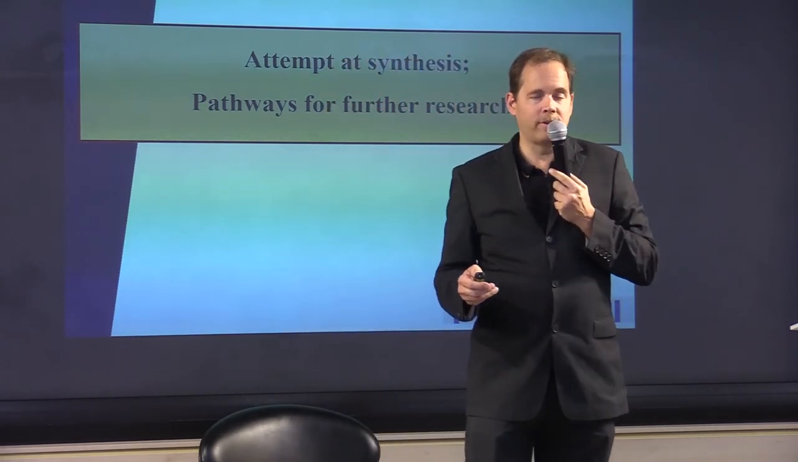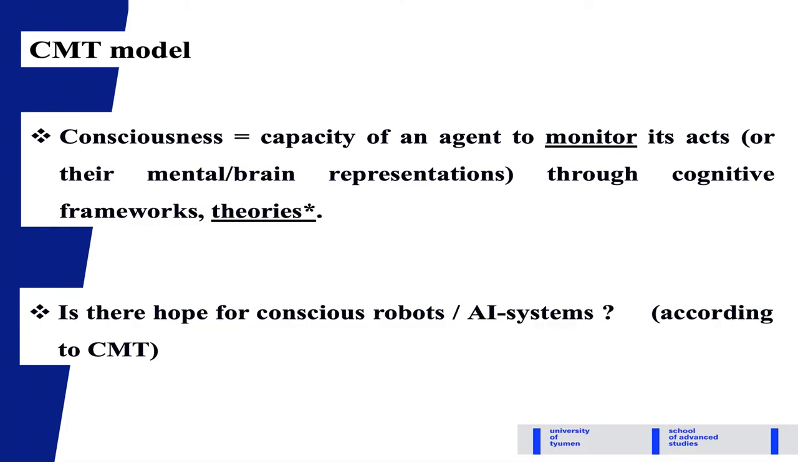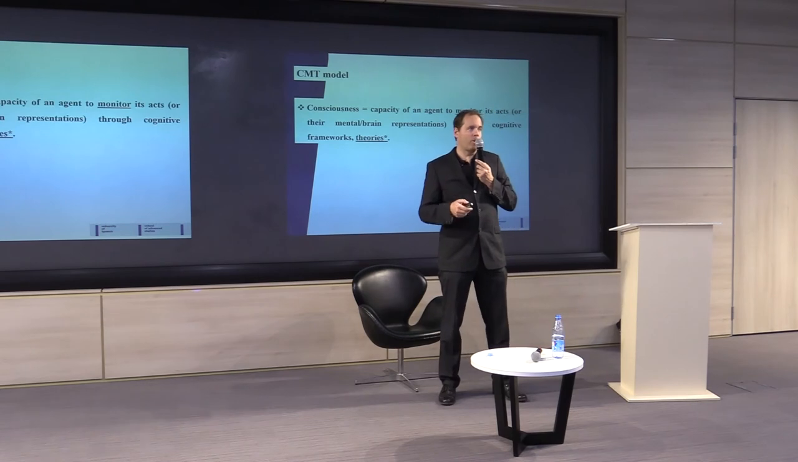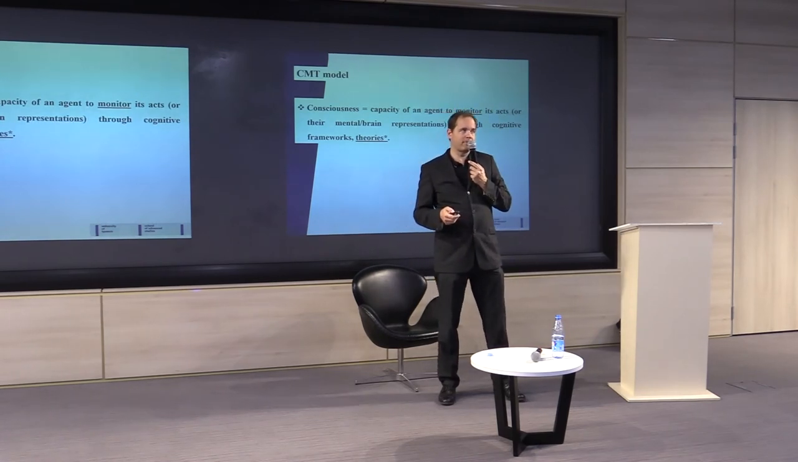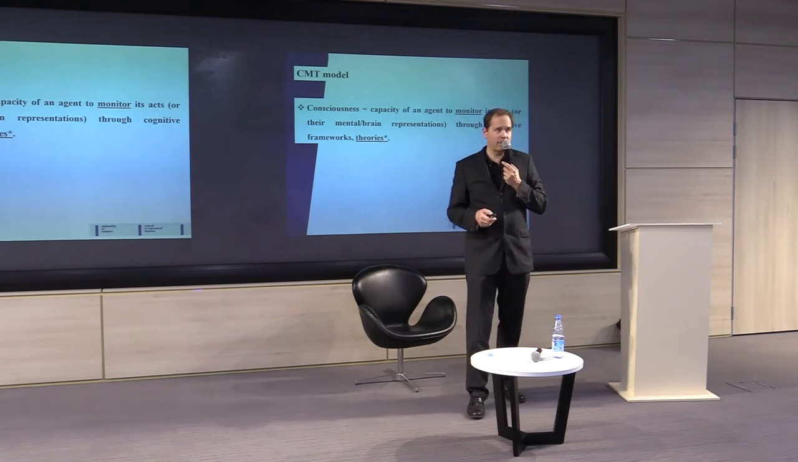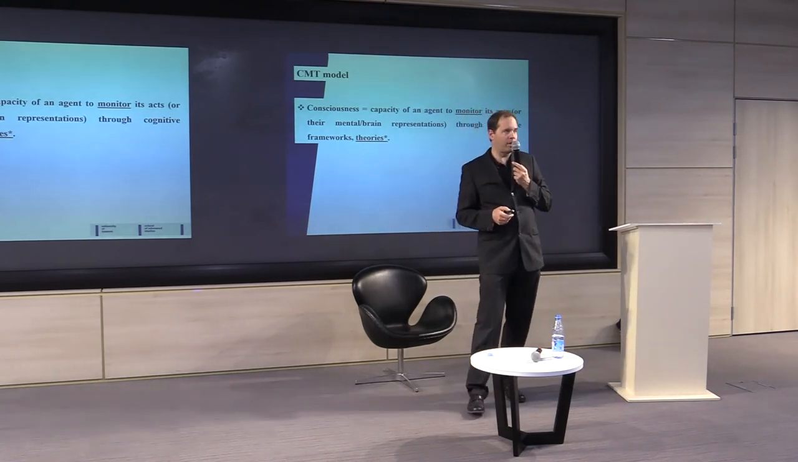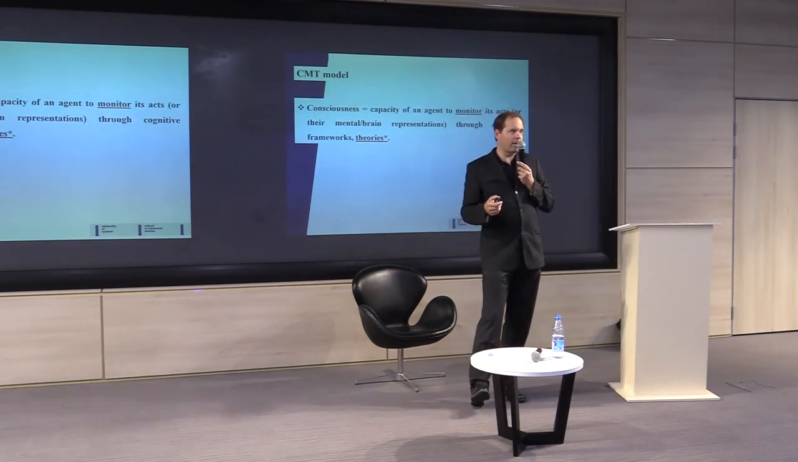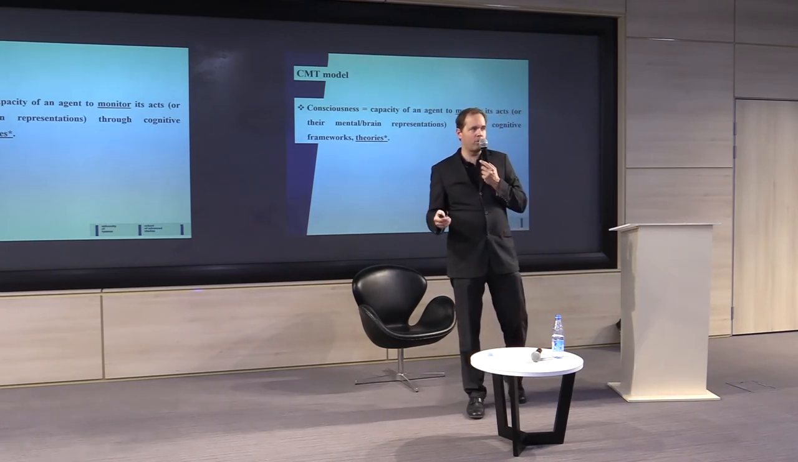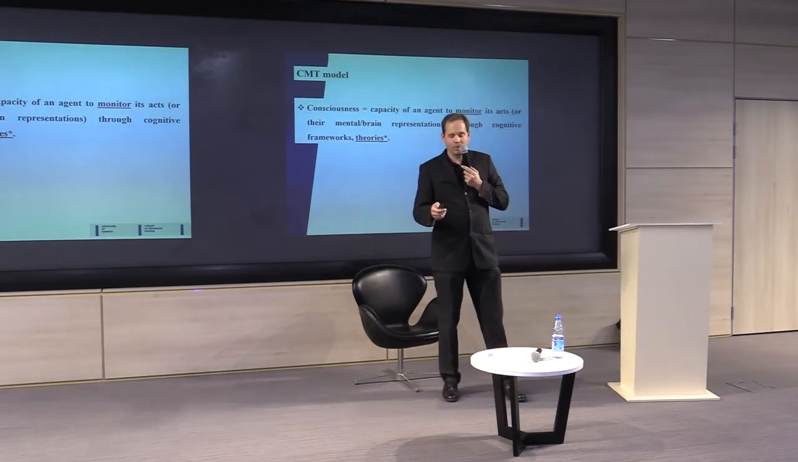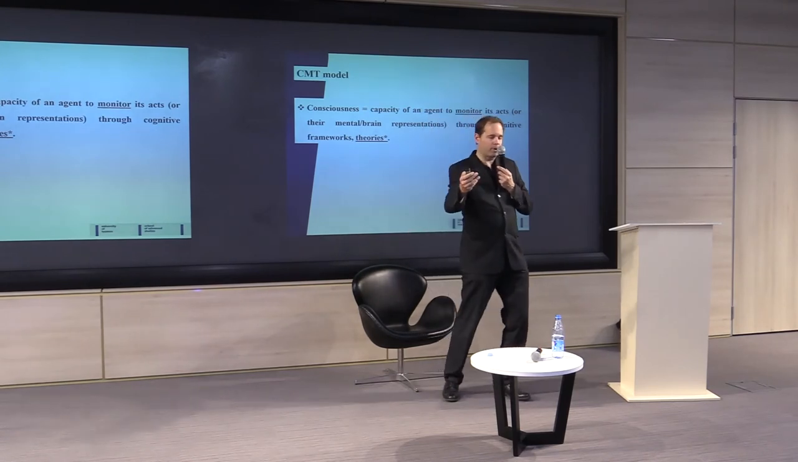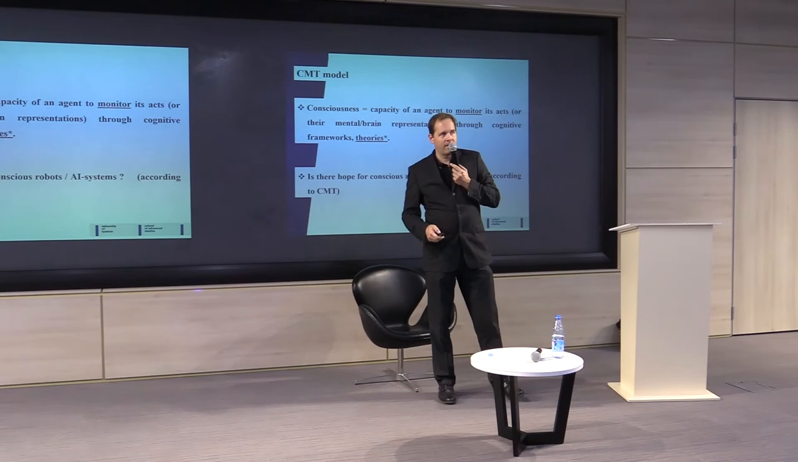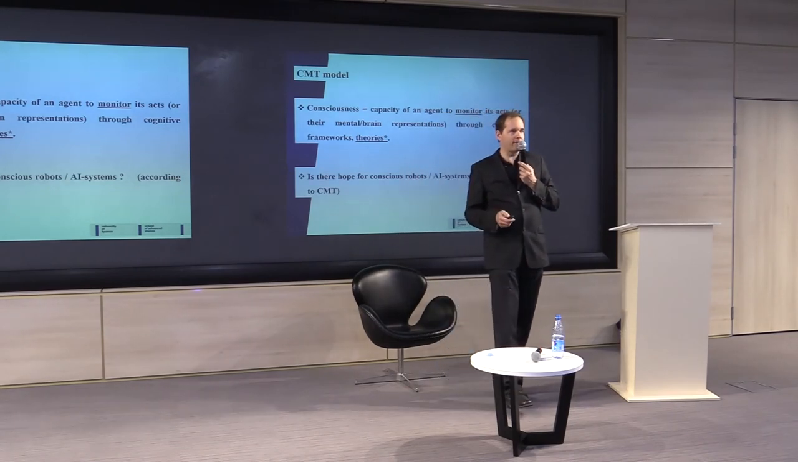Let me now conclude the lecture of today. What might this teach us about the future of artificial intelligence and the possibility of having conscious computers one day? Our model says that an essential ingredient of consciousness is that the agent can monitor its acts through cognitive frameworks, which we dubbed theories, which can be rules, hypotheses, reasons, beliefs. Is there hope for conscious robots and AI systems according to this model?